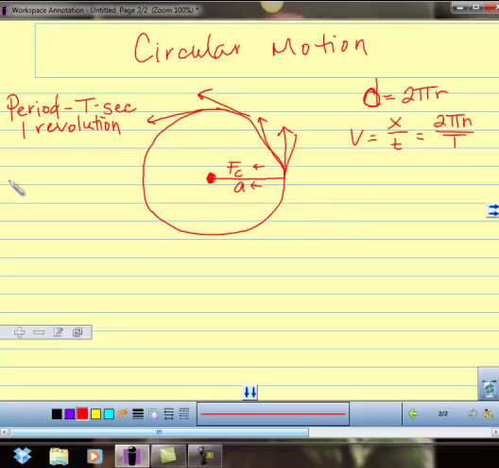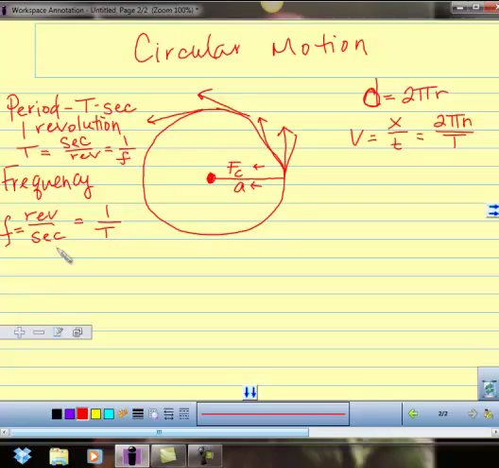Sometimes it'll give you the frequency instead. And all the frequency is how many revolutions it will take in 1 second. So it is revolutions per second, whereas the period is seconds per revolution. So this means that the frequency formula is equal to the inverse of the period, and the period formula is equal to the inverse of the frequency. So there we have our velocity formula.